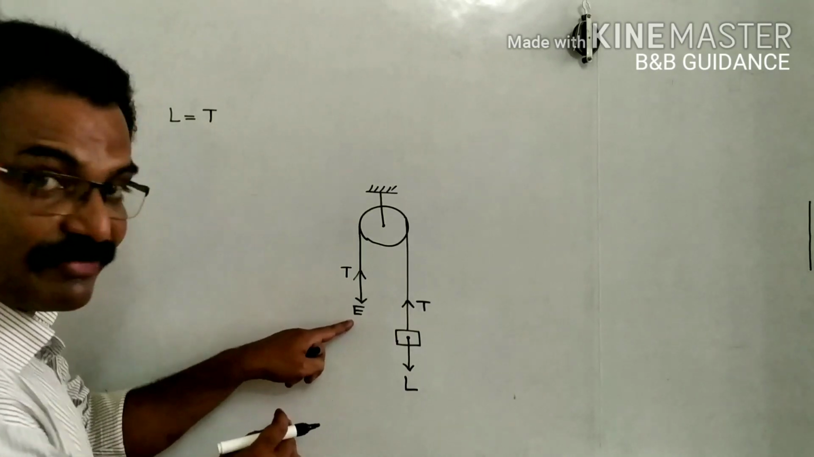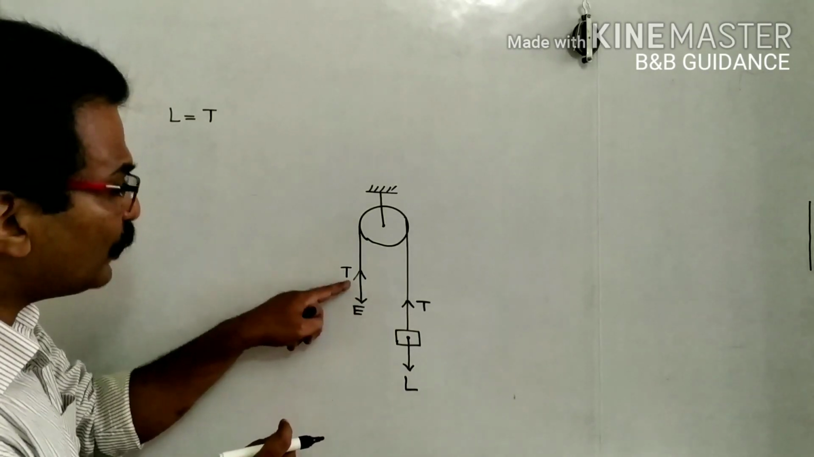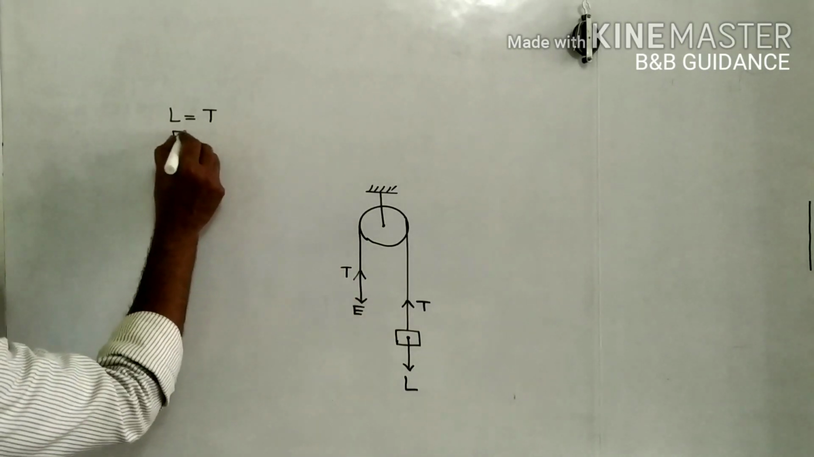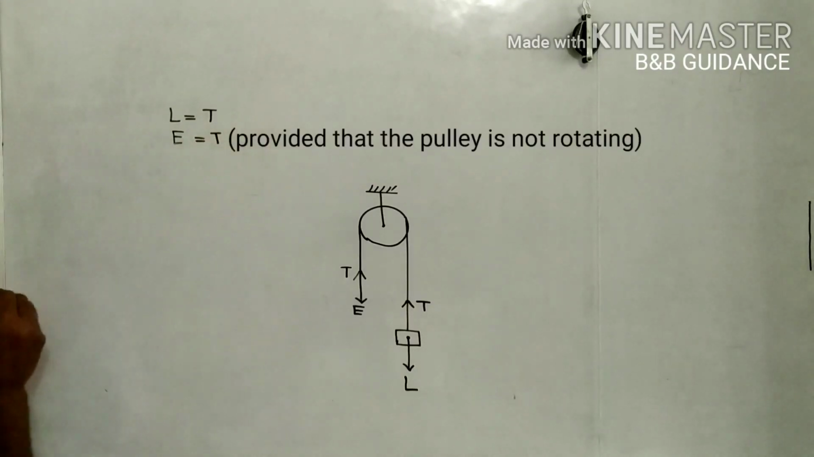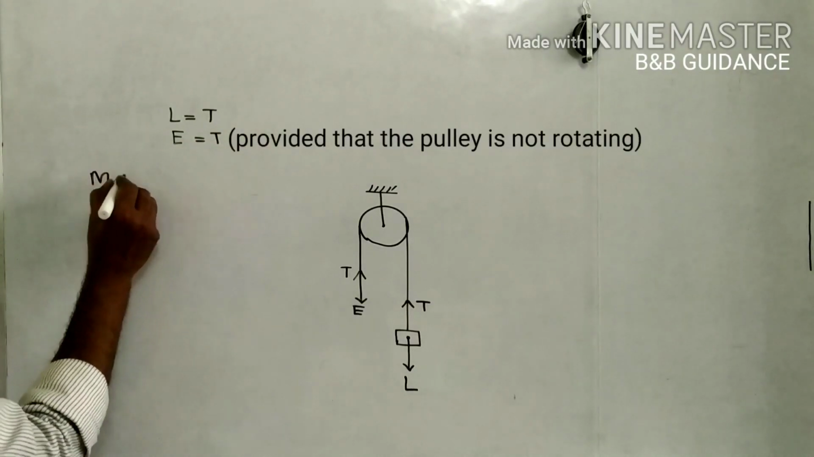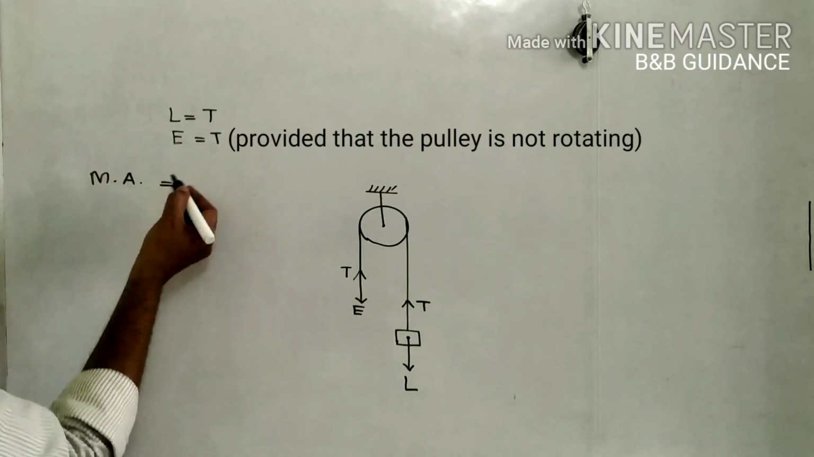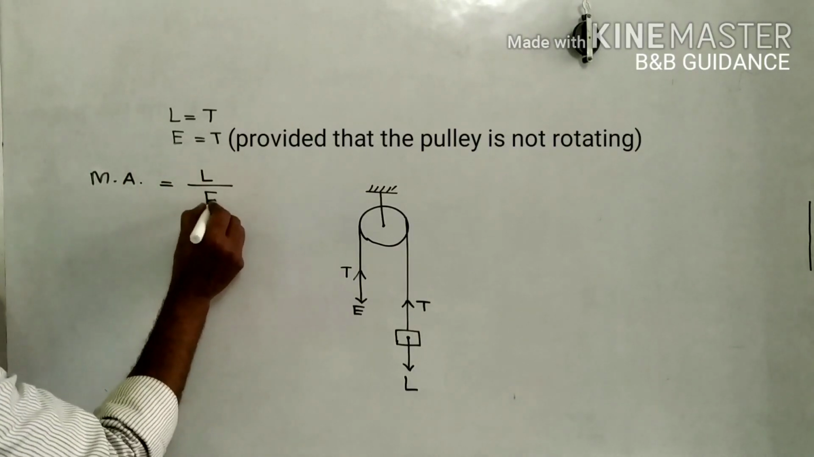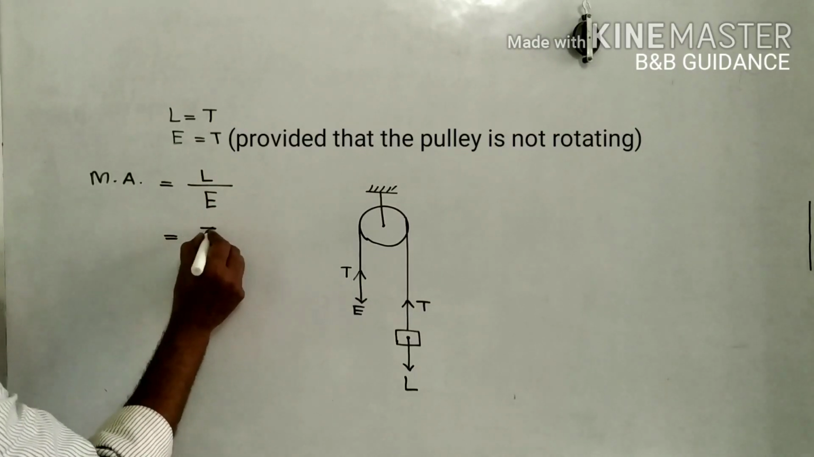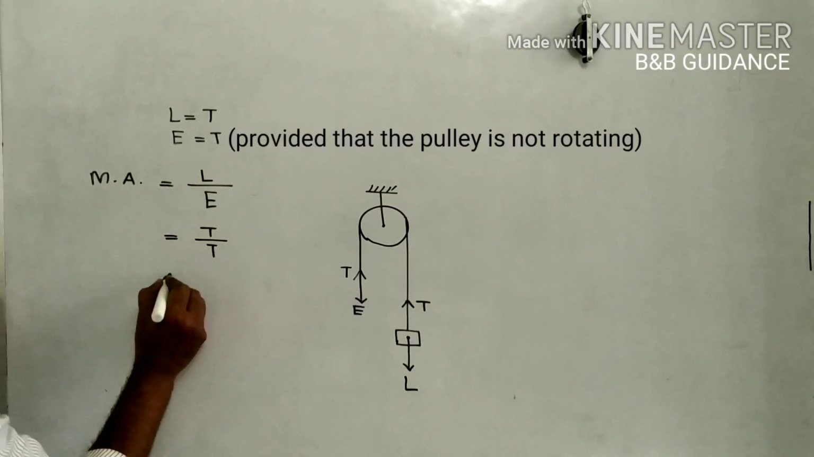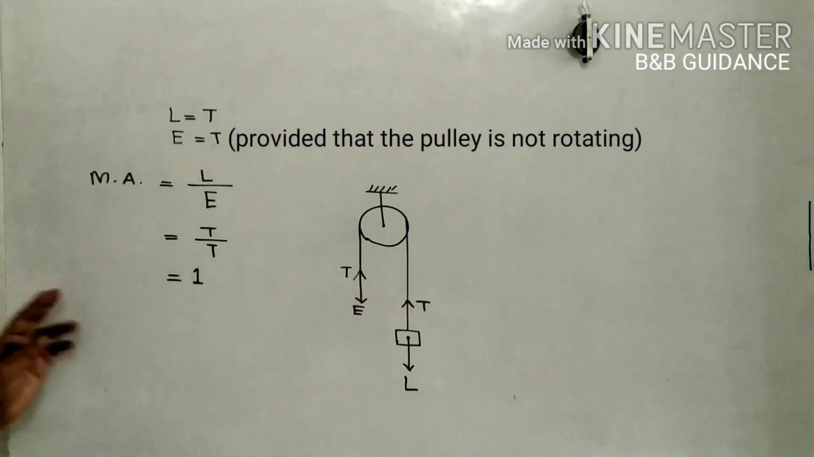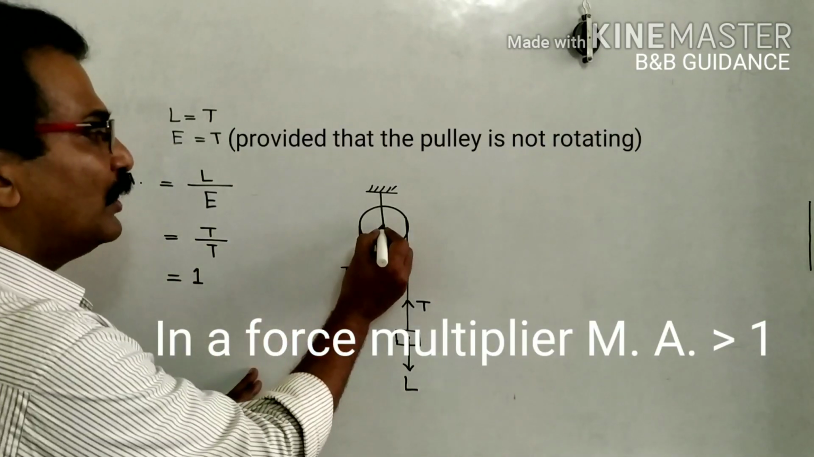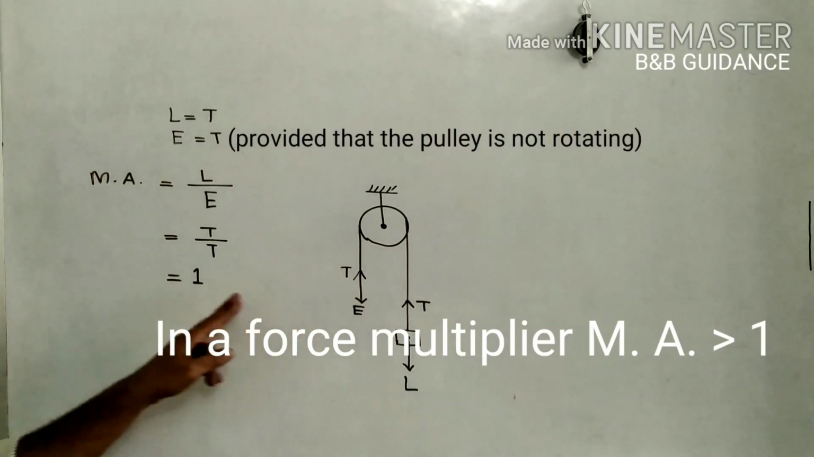And what about effort? Effort is also equal to tension. From this you can find the mechanical advantage. Mechanical advantage, what is the general formula? Load by effort. And that is T by T, that's equal to what? 1. So the mechanical advantage of a single fixed pulley is equal to 1.